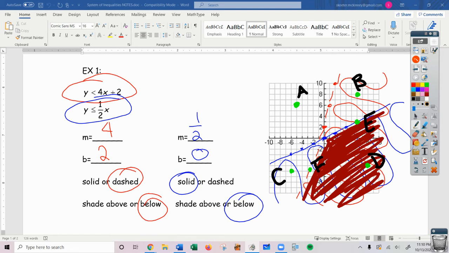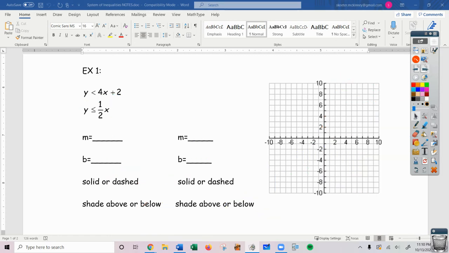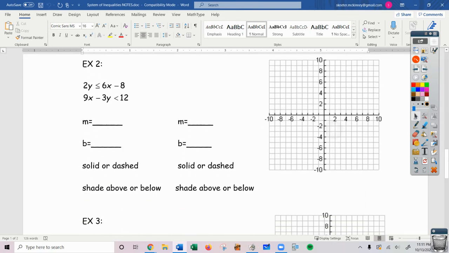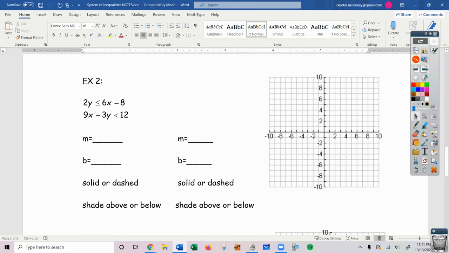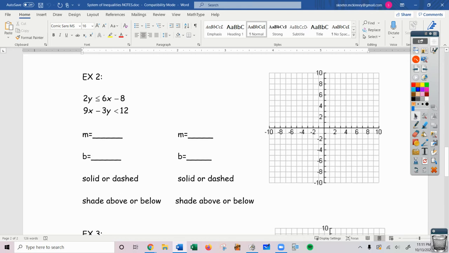Okay, so if we understand all those concepts, this should start to go a little bit quicker now as we're looking at solving and graphing these. So example 2, 2y is less than or equal to 6x minus 8. We're going to need to solve this by dividing by 2. Oops, let me get my pen. So when we solve this, we get y is less than or equal to 3x minus 4.